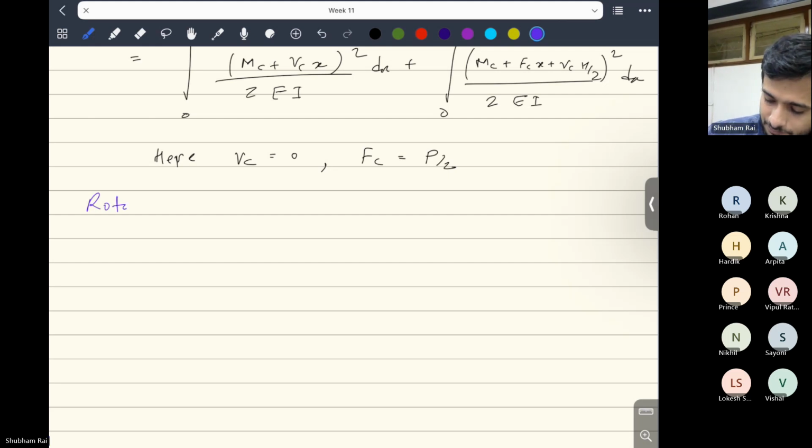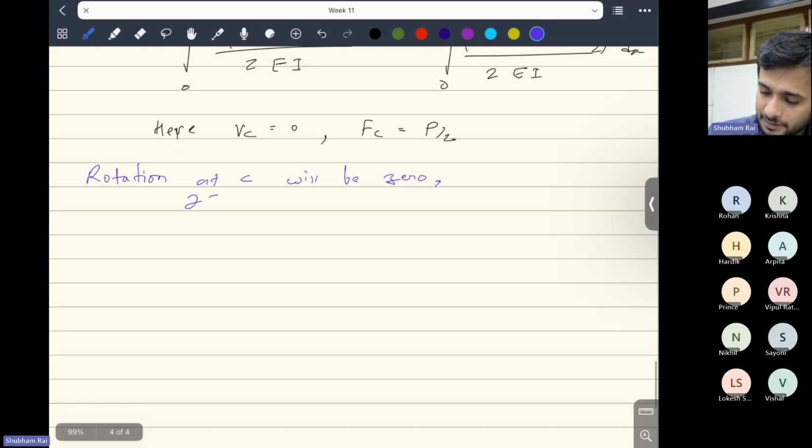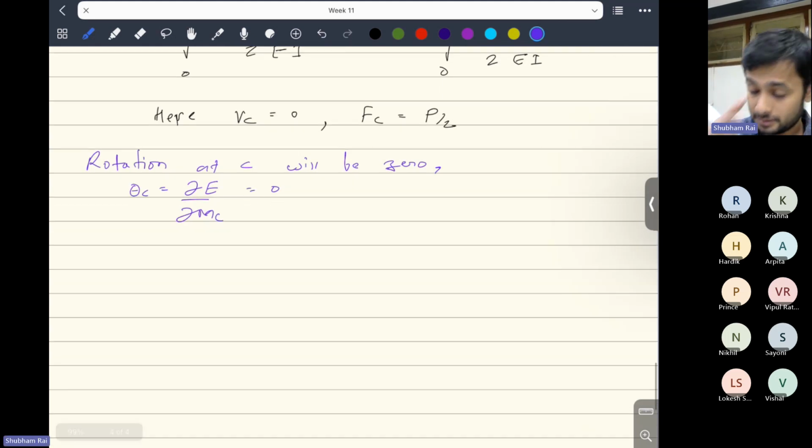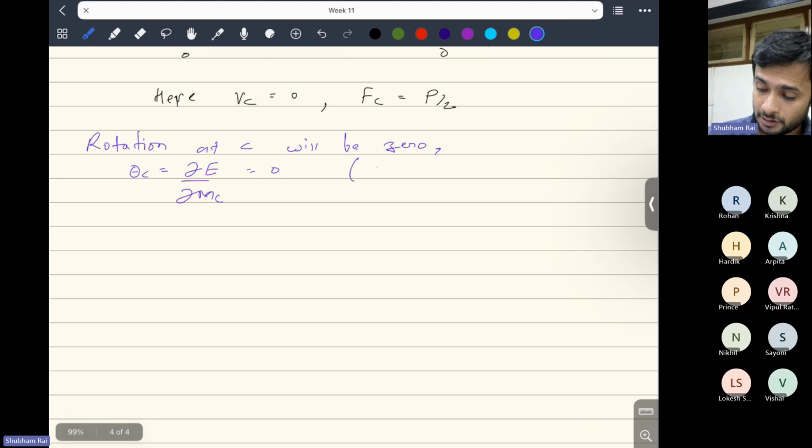rotation at C will be 0. This implies del E by del Mc, which is theta c, right? So that should be 0. This is by Castigliano theorem.